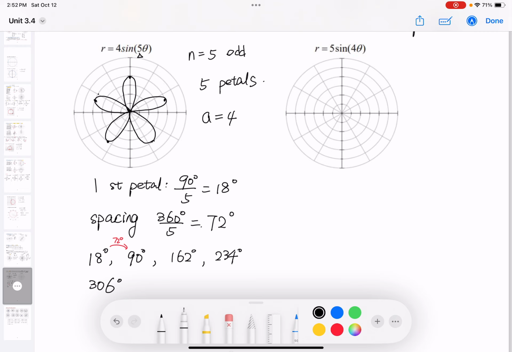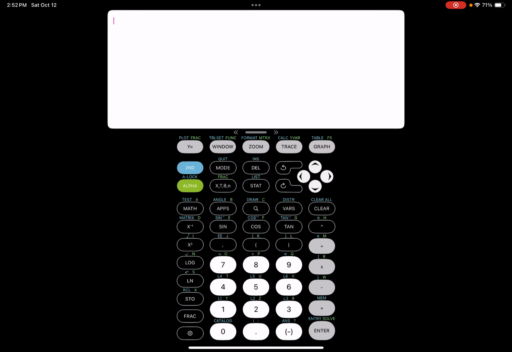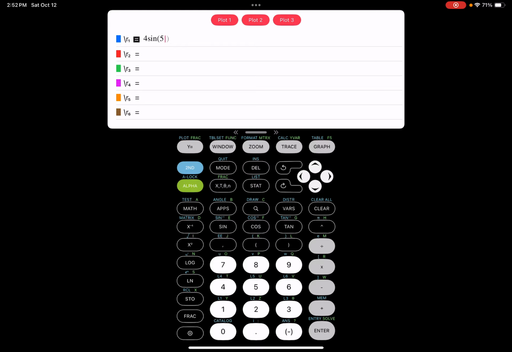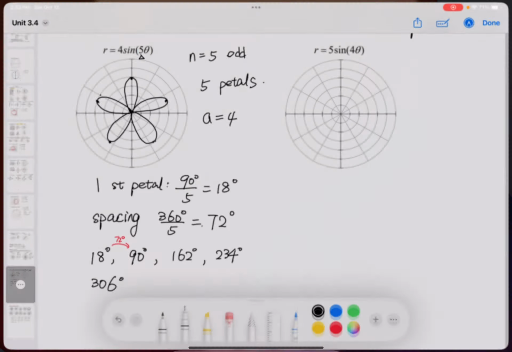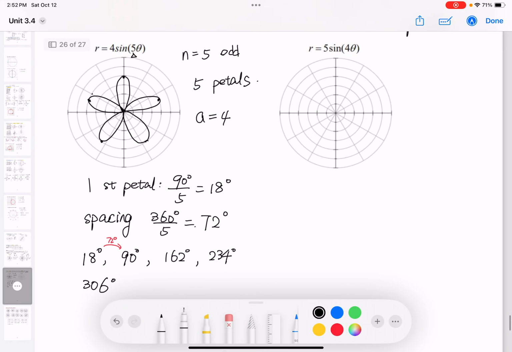You can also use your calculator to help you graph this one. You say 4 times sine 5 theta. So click Y, 4 times sine 5 theta, close the parentheses, and graph it. Yes, it's a rose. Okay, let's see the next example.